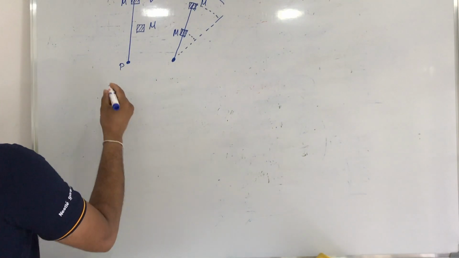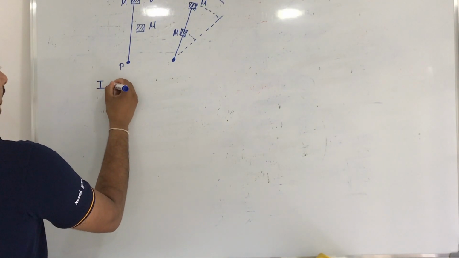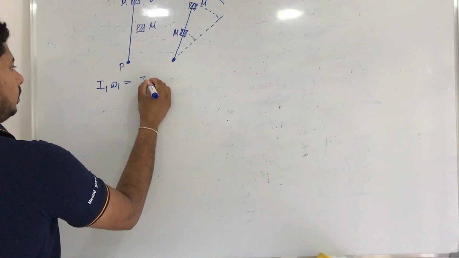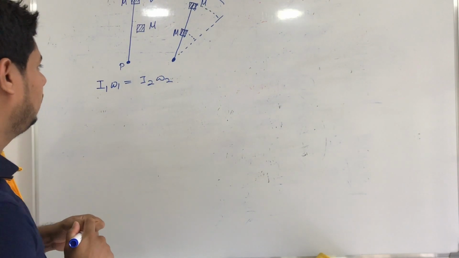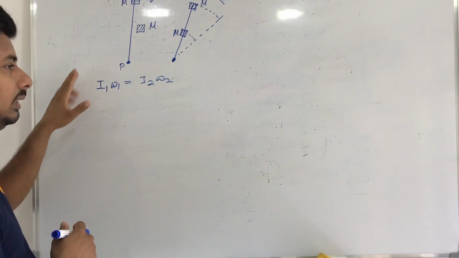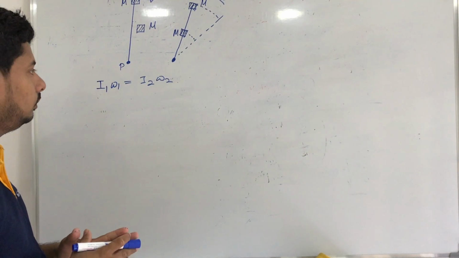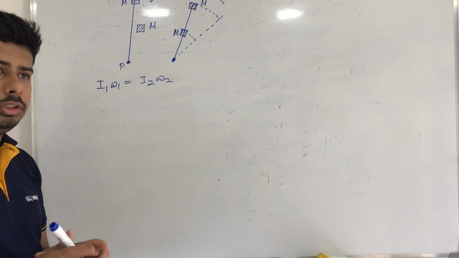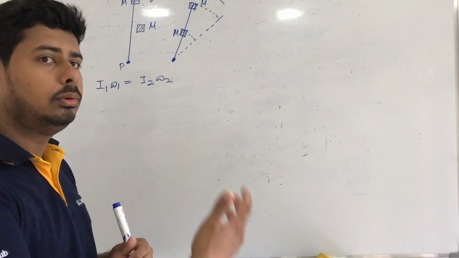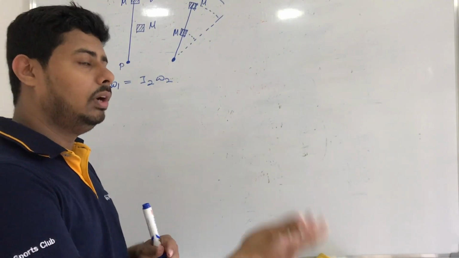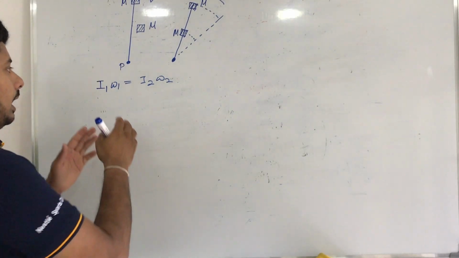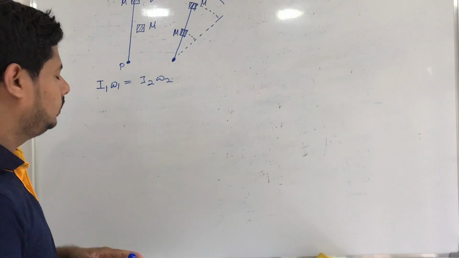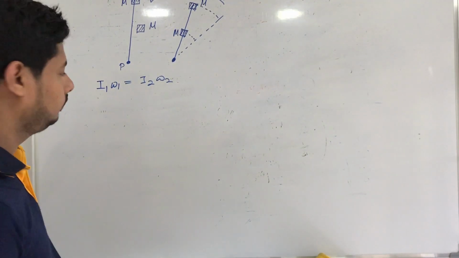So what is the equation? You know that we have learned this one. I1 omega 1 is equal to I2 omega 2. This is our angular momentum equation. Here I represents the moment of inertia, which is the reluctance of an object to move around a circular path or follow a rotational motion. That is the reluctance. And omega is the angular velocity. So now you can substitute here.